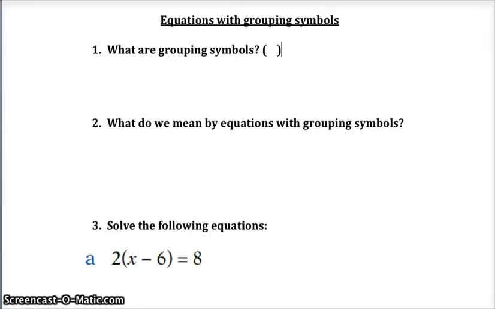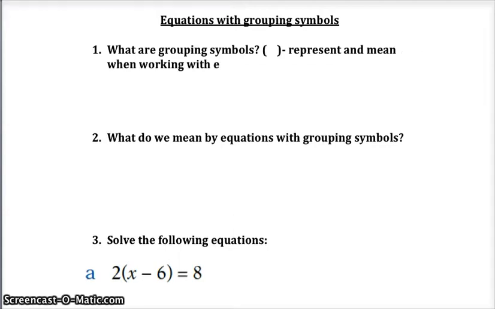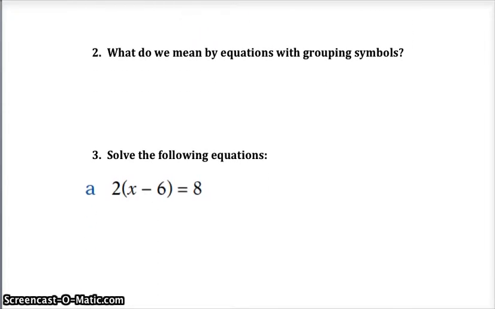What do we mean by equations with grouping symbols? Well, obviously in the equation they're going to have those parentheses, and the grouping symbols stand for something. So back up here in question 1, you should have written down that the grouping symbols, when we're working with equations, mean to multiply, or they basically show a product, and a product means to multiply. So make sure you've got that written down in your answer.